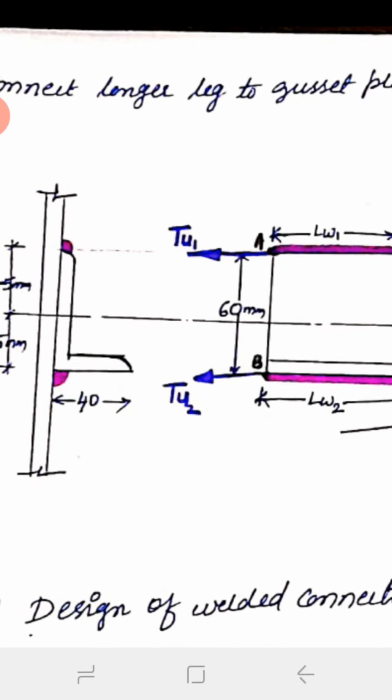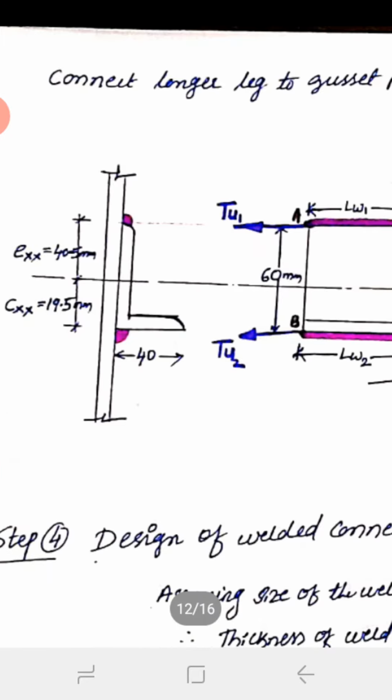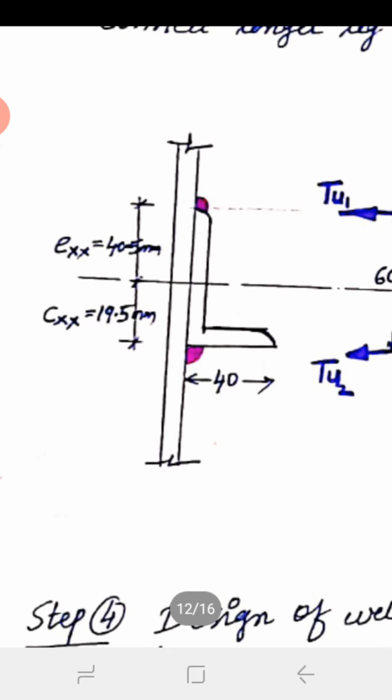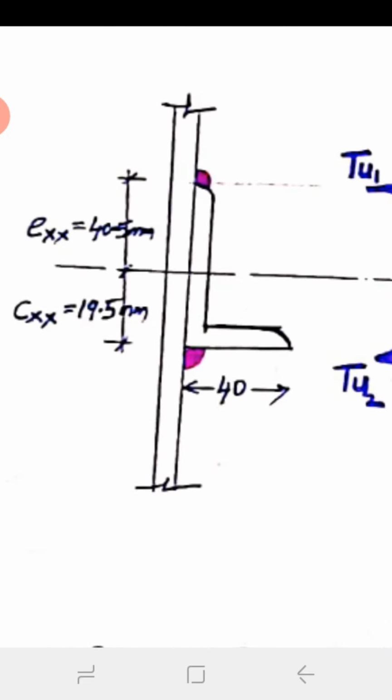Since you have selected the angle section, that is a single angle with unequal legs, after that you draw the figure showing that one leg is connected to the gusset plate. So here one leg is connected to the gusset plate.